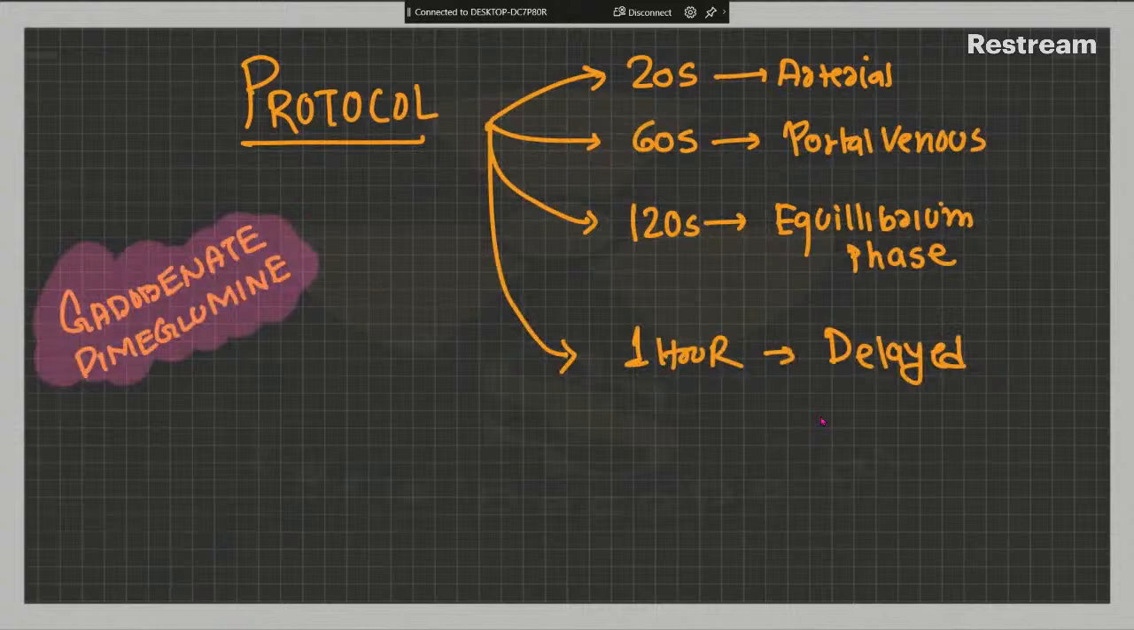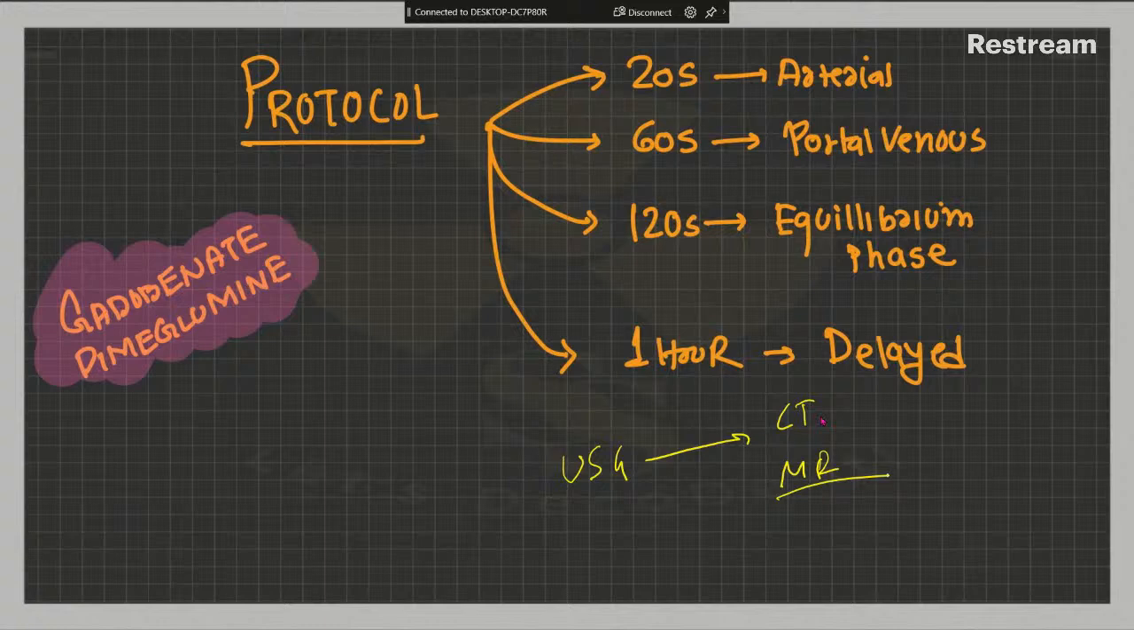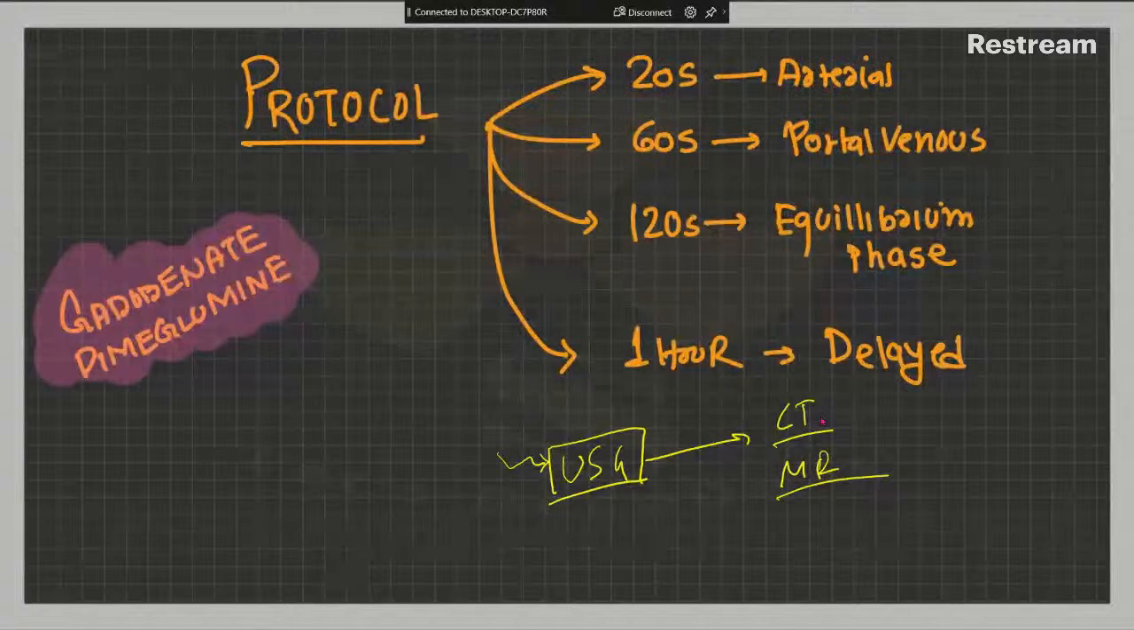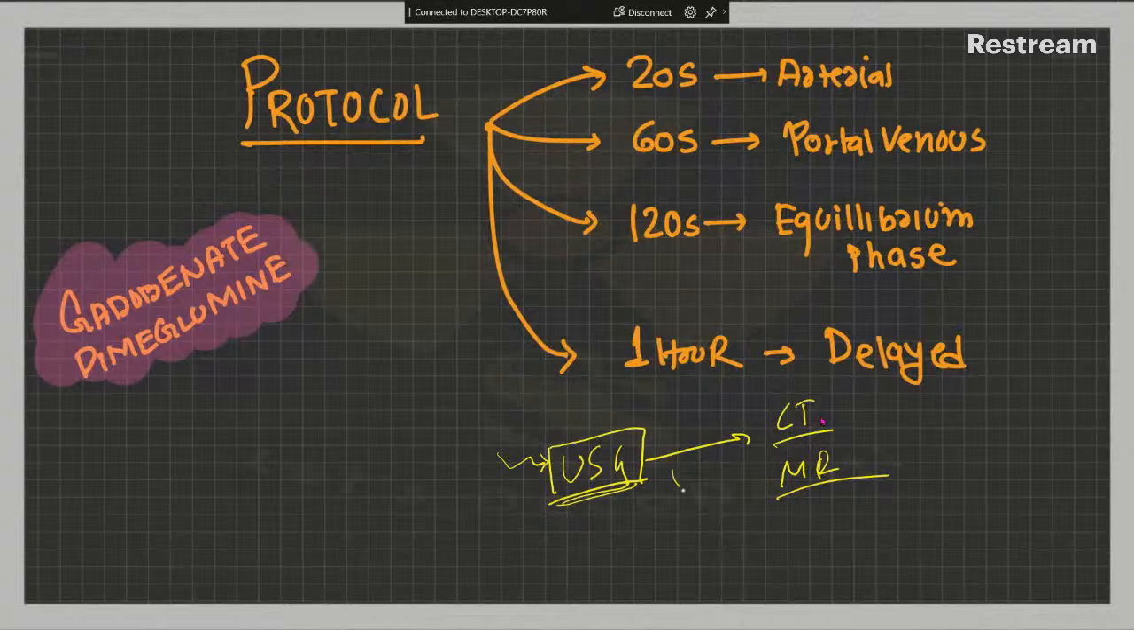So before coming to the tumors themselves, let's start from the very basic thing. What is the protocol? What is the imaging modality available in our hand while we are imaging a liver tumor? Very basic, first is definitely ultrasound, USG, followed by cross-sectional imaging. We have CT and MR in our hand. Definitely it is very clear that ultrasound is the first modality of choice. It is not the investigation of choice, but definitely the first investigation we usually perform is ultrasound. If anything is suspicious on ultrasound, we follow it with CT and MR.